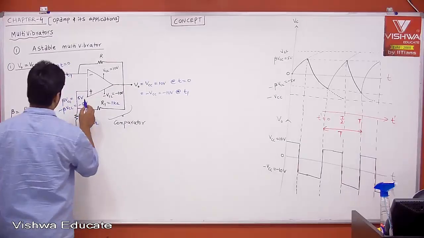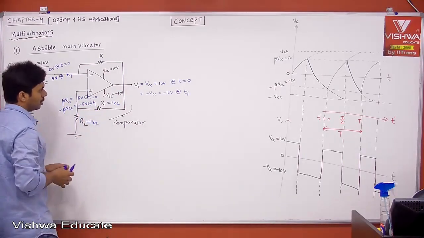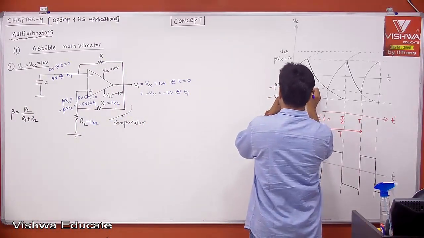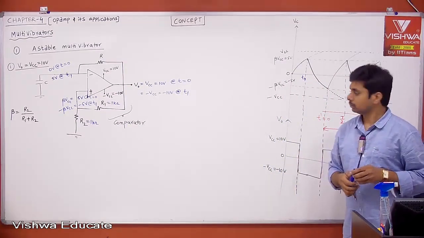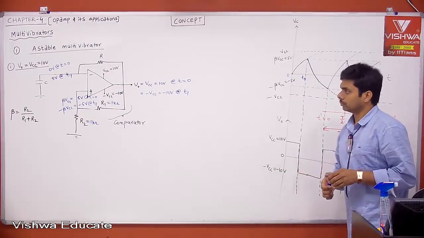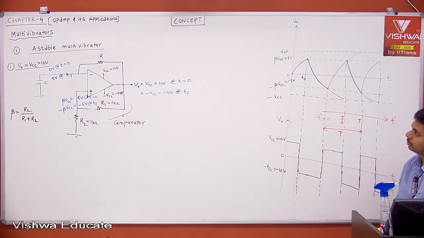This is the time t equal to 0. Now this is time t1. And this is 0. And that's happening. The same thing is continued. See, this is self-explanatory.